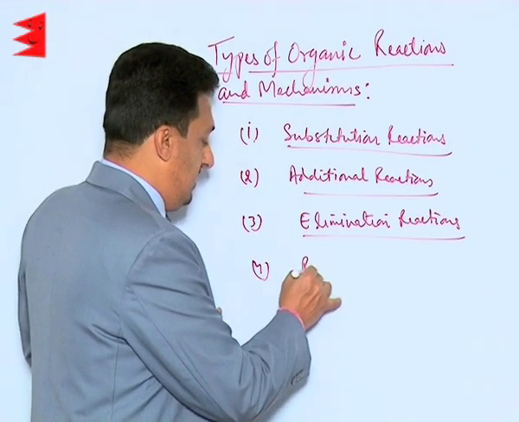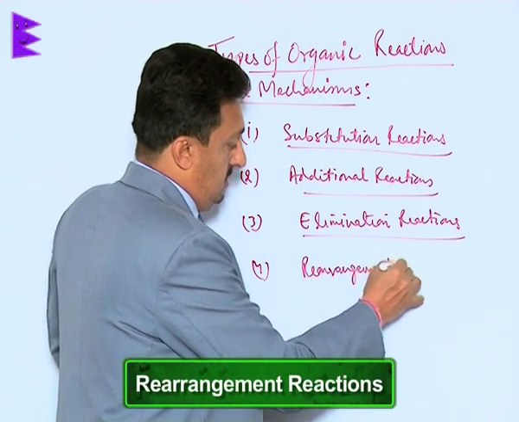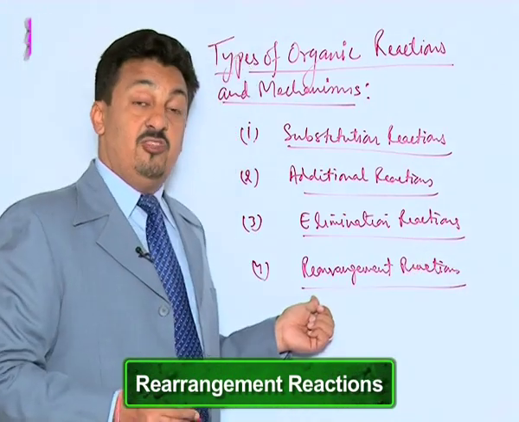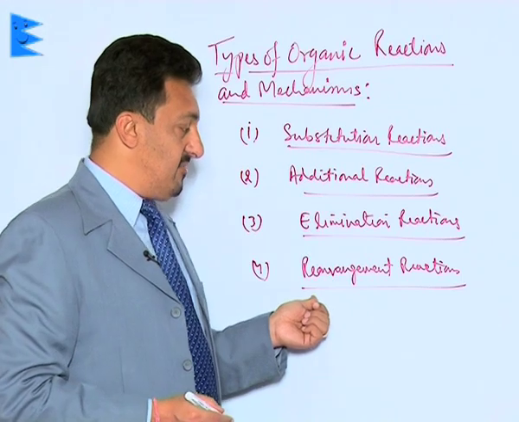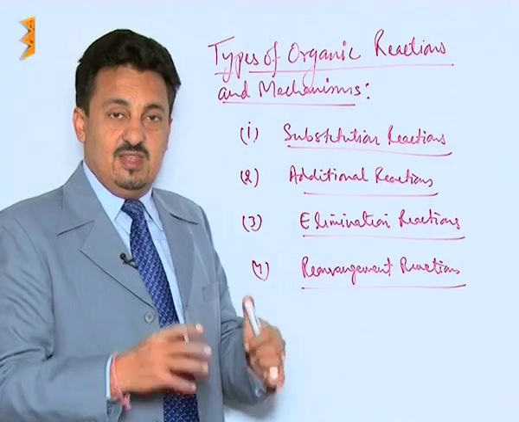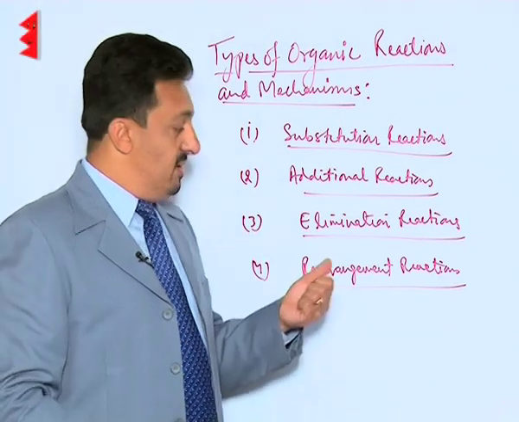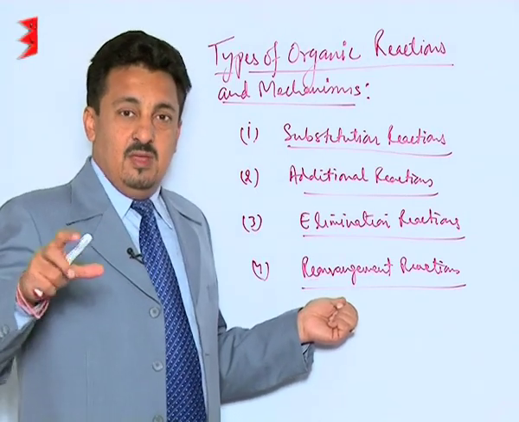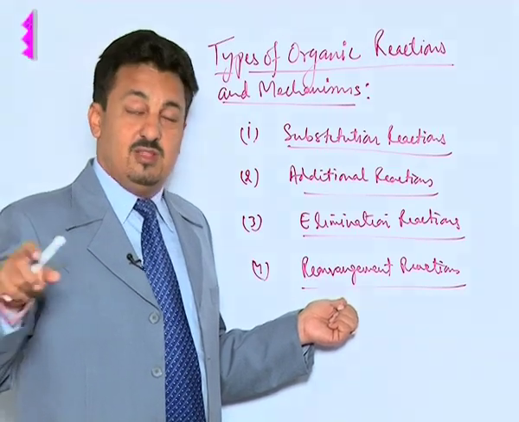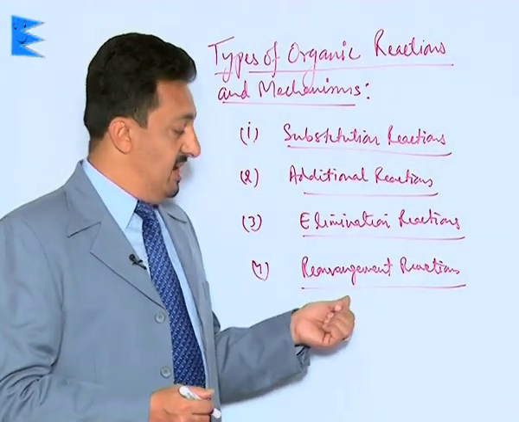And then we have the last category, which belongs to the rearrangement reactions. The rearrangement reactions, in fact, are the reactions which are the largest in number if we consider all the organic reactions taking place around us. So, what are rearrangement reactions? In these, the reactant molecules rearrange themselves, or the intermediate formed during the reaction rearranges itself, in order to form a much more stable product. So that is how we get rearrangement reactions.